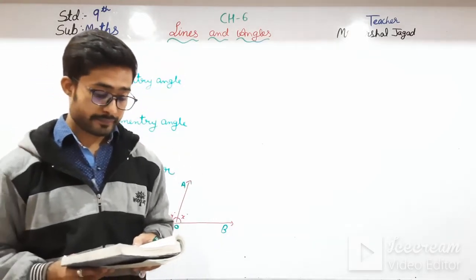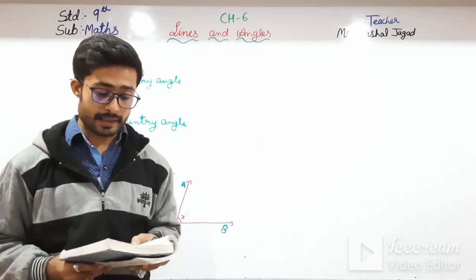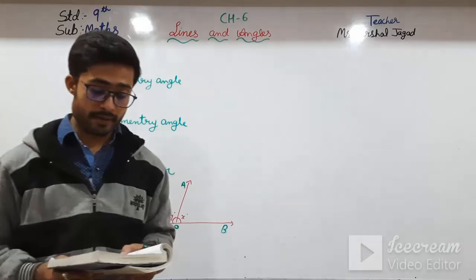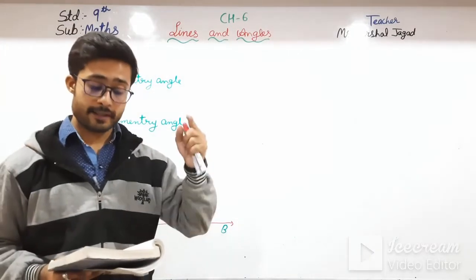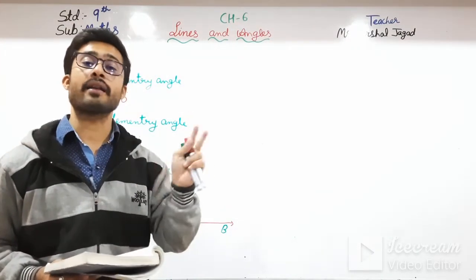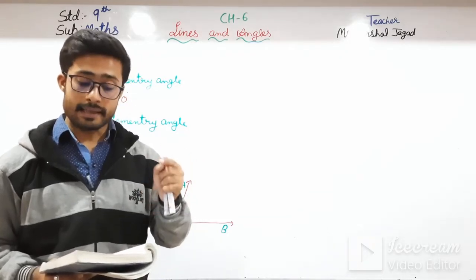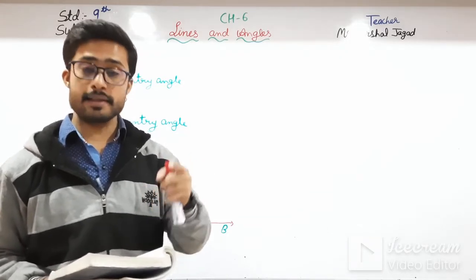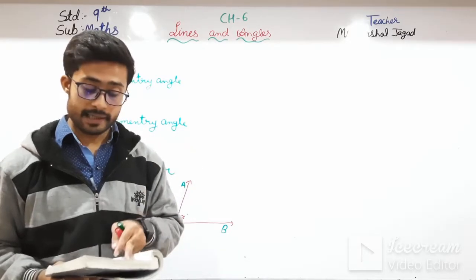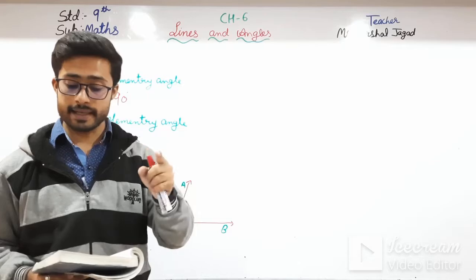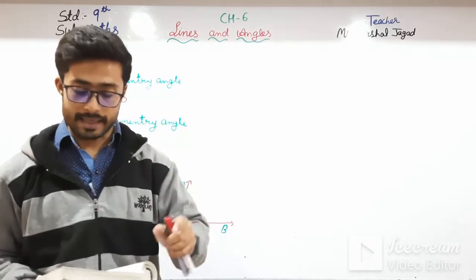Now, you see the axiom 6.1 and statement A are in the sense of reverse of each other. Axiom 6.1 and statement A are reverse of each other. You can say if a ray stands on a line, then the sum of two adjacent angles so formed is 180 degree, and here in A, if the sum of two adjacent angles is 180 degree, then a ray stands on a line.